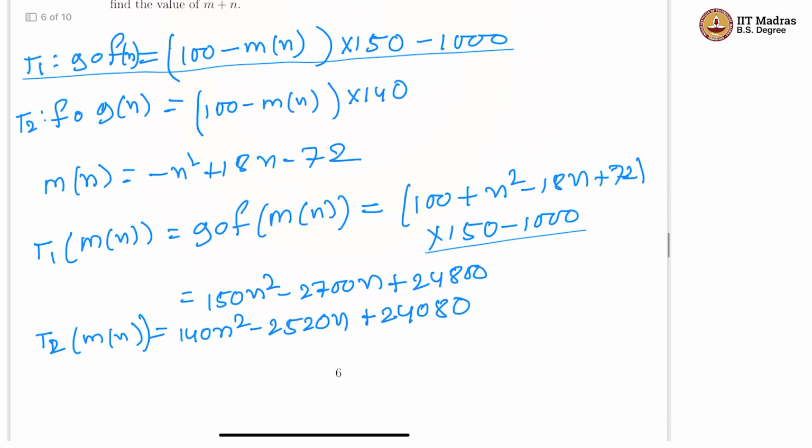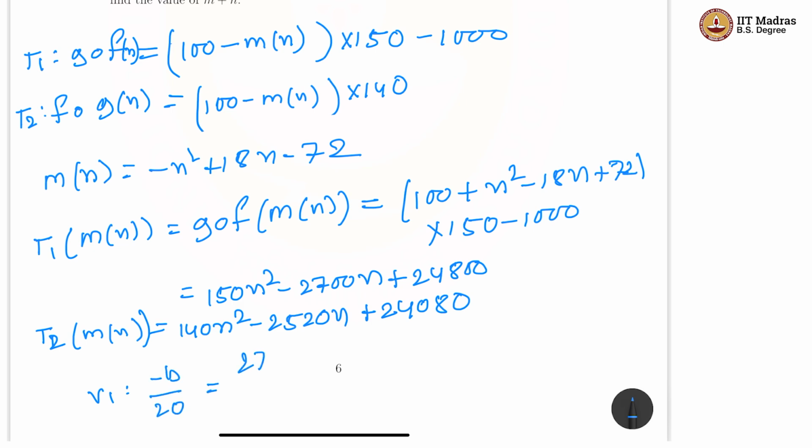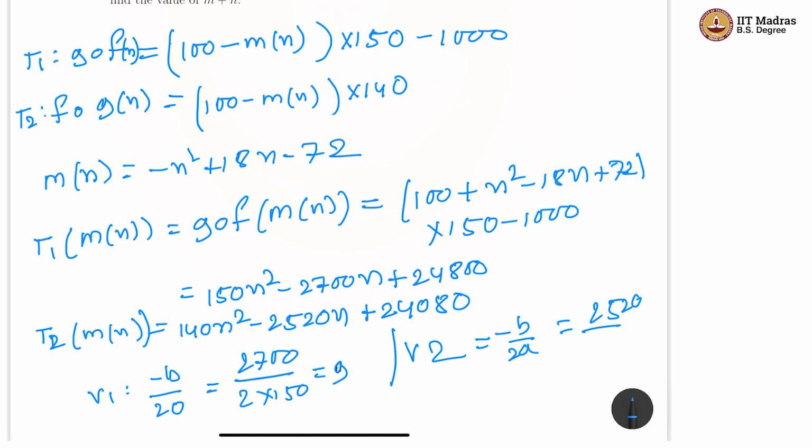We can clearly observe that these two are equations of two parabolas, right? So if we calculate the vertex, the vertex of the parabola T1 is minus b by 2a, that means 2700 by 2 into 150, which is equal to 9, and for T2 it is again minus b by 2a, which is 2520 over 2 into 140. So this is again equal to 9, and both parabolas are upward, because the coefficient of n square is positive. So at the point 9, we will find the minimum value of the two parabolas, right?